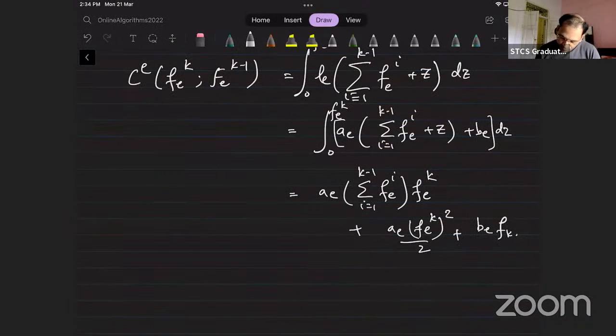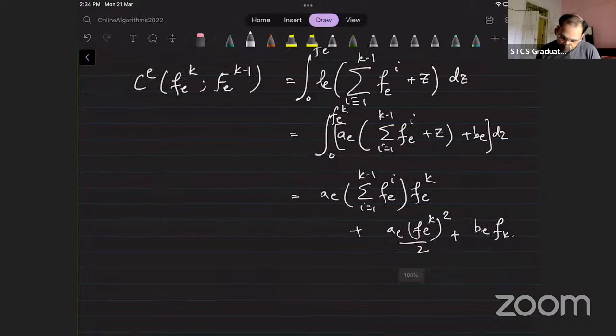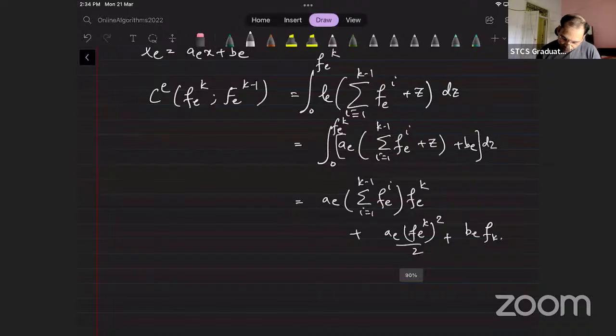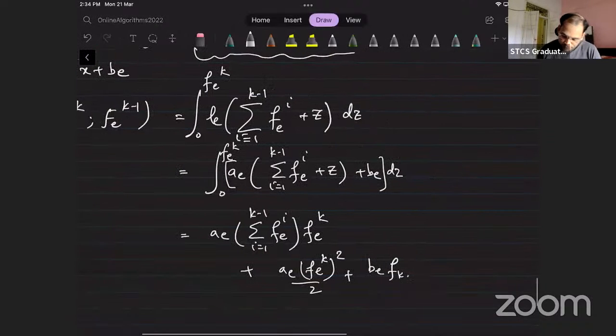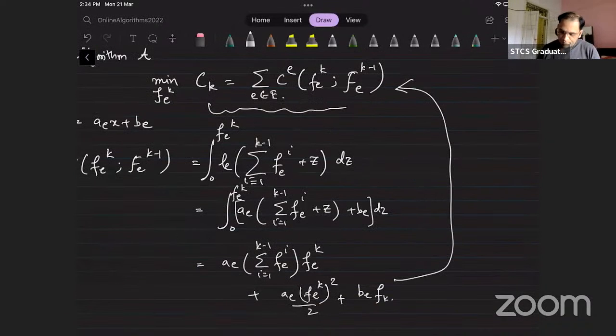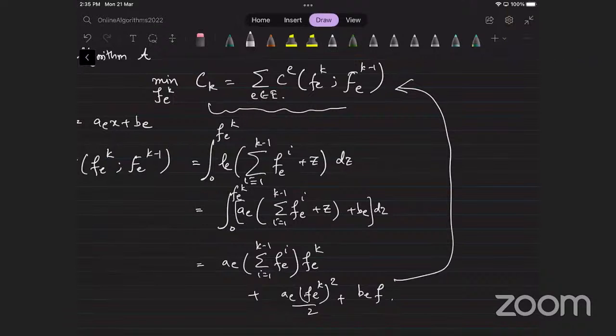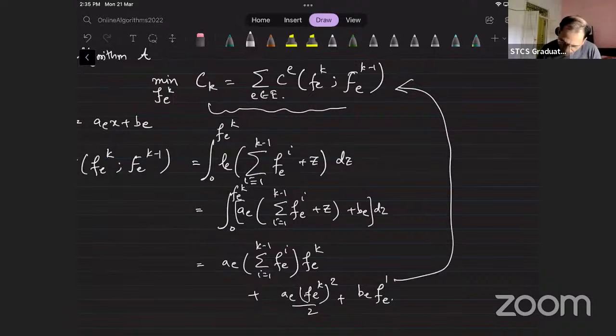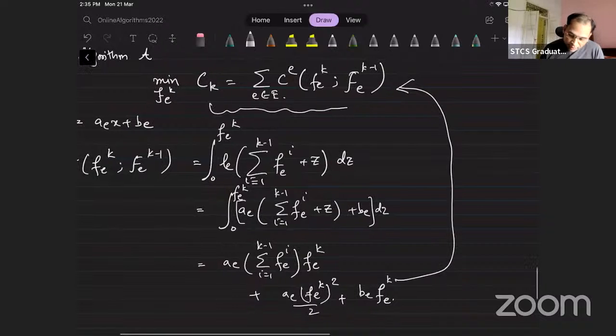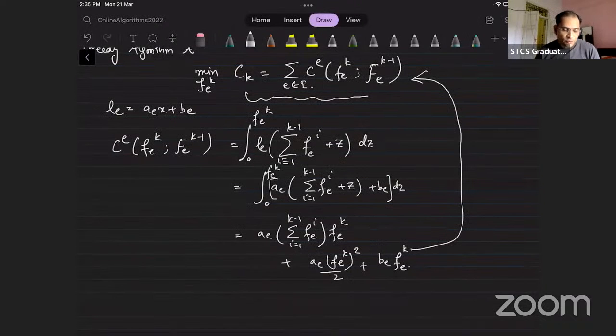Okay. So now, what are the decision variables here? The decision variable is f_EK. And in what form do they appear here? f_EK appears first as a linear term, so not fine. Quadratic, right? Right. So that is why this is actually a convex program. And I can not only efficiently solve it, but use some of its properties.